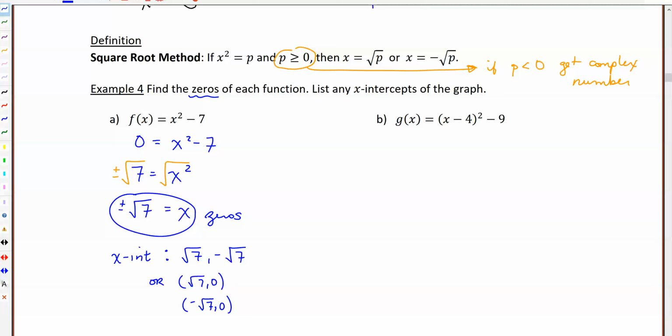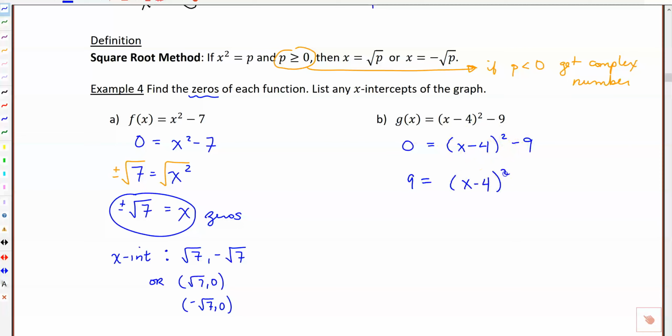One more example using the square root method. The next function is g of x is equal to the quantity of x minus 4 squared minus 9. So to find the zeros, again I'm going to let 0 equal my function output. So I'm going to get 0 is equal to the quantity of x minus 4 squared minus 9. We're going to isolate this squared term by adding 9 to both sides.